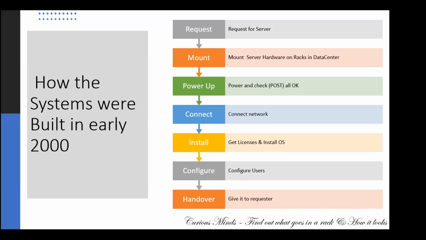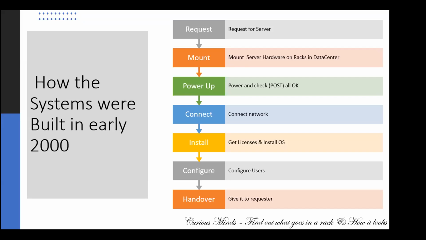the 2000 era, where we see how systems were built earlier. Essentially, the user used to say that I want a server, which used to be a proper DBA. Then the server used to come to the data center and go on a rack where it would be mounted, powered up, and given all the necessary connections. Once powered on, there used to be POST, that is power on self test, to check whether everything is all right and the hardware received is fine.